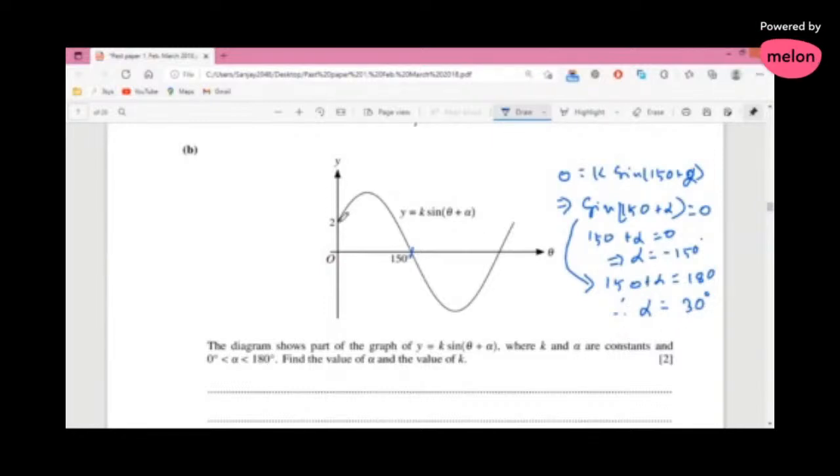Now we shall use this point 2, where the y value is 2 equals k sine, and the theta value is 0 here, but the alpha value that we have got is 30 degrees. So 2 equals k sine 30 degrees, and you know that sine 30 degrees is 1 by 2, so this is k times 1 by 2, and therefore k equals 2 times 2 by cross multiplication from both sides, which is equal to 4. So in this case your value of alpha is 30 degrees, and the value of k is 4, and this is the answer.